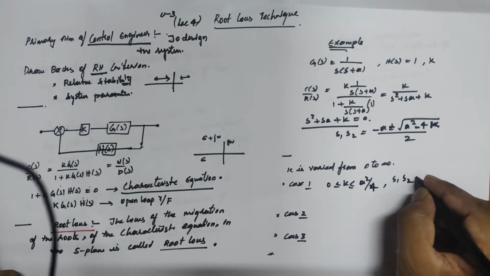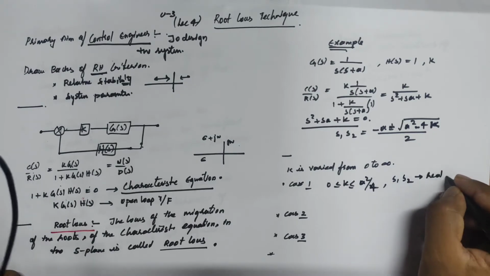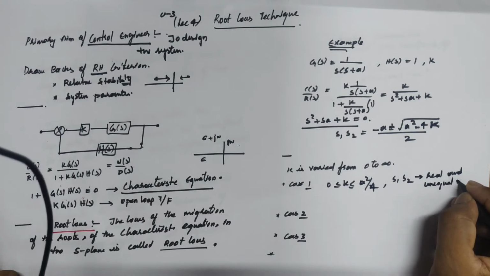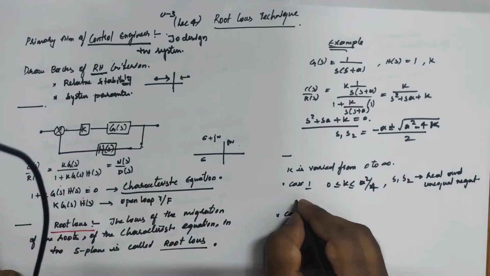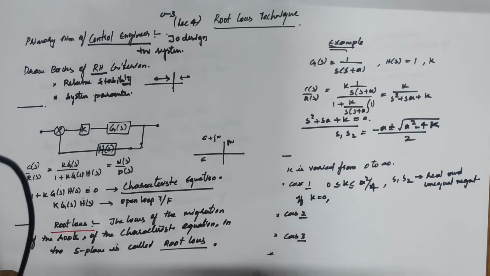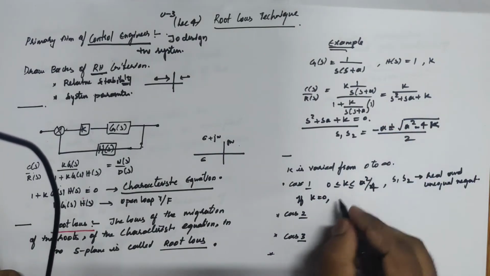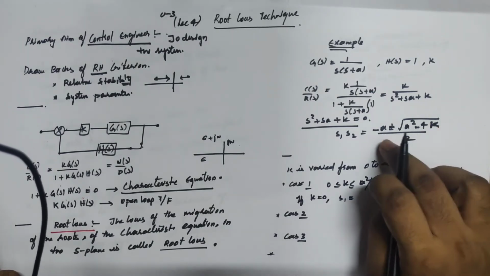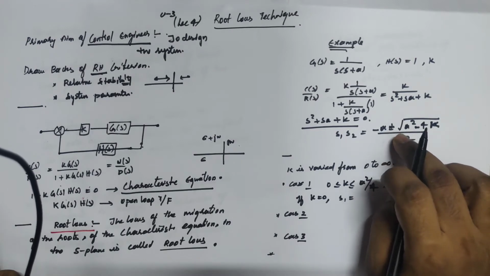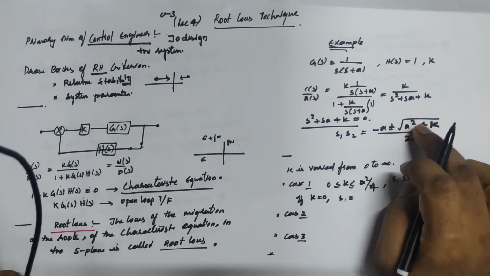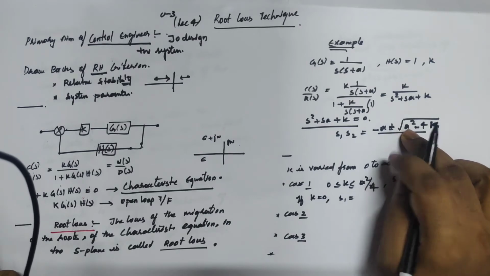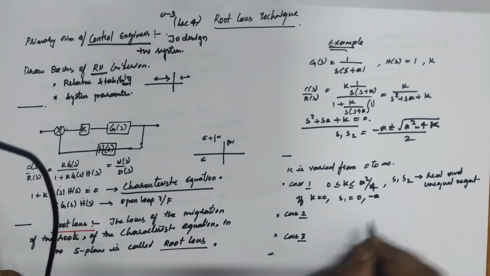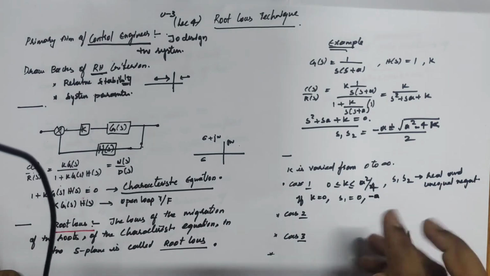So I'll get real and unequal negative roots. What happens if I substitute k equal to 0? I get the poles of s. The root term becomes a square, so minus a plus or minus a, divided by 2. So minus a plus a is 0, and minus a minus a by 2 gives minus a. I am getting 0 and minus a as the two roots.